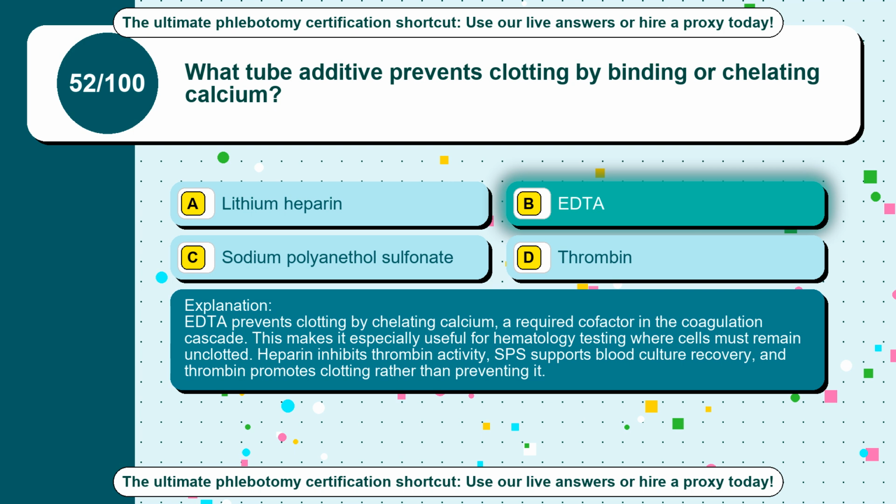This makes it especially useful for hematology testing where cells must remain unclotted. Heparin inhibits thrombin activity, SPS supports blood culture recovery, and thrombin promotes clotting rather than preventing it.